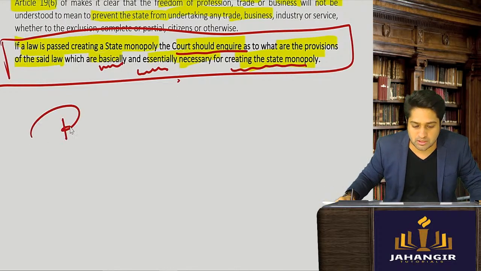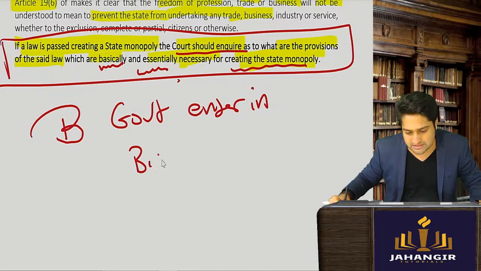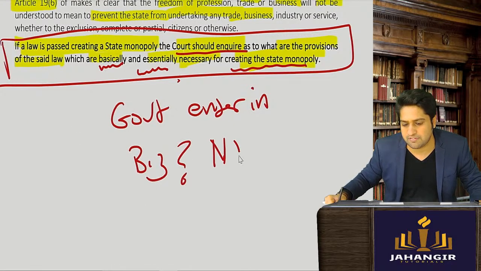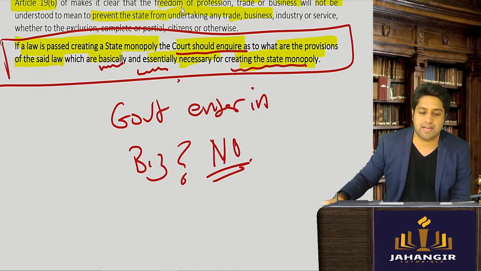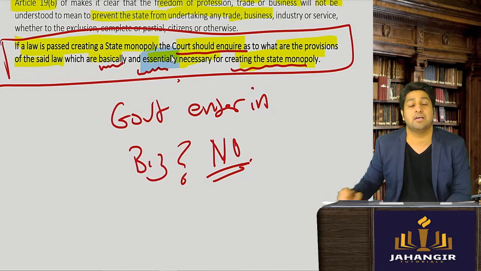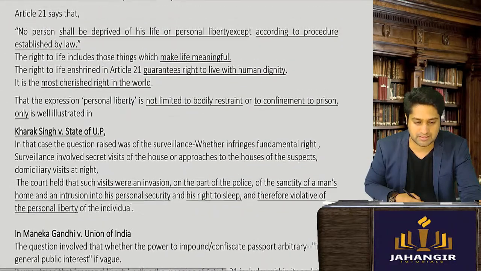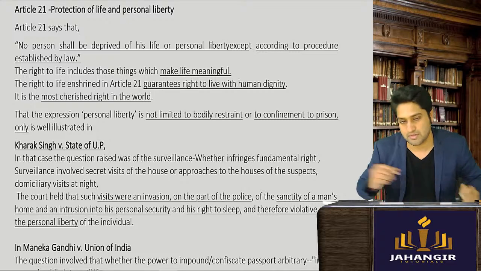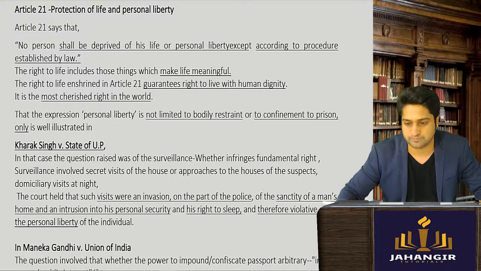Because see, should the government enter into business? The answer is no, leave it to the private sector. But in some sectors, the government takes a monopoly. Only when it is essential and needed will it enter. So it is absolutely allowed. Clear? And that is given in your Article 19(6).